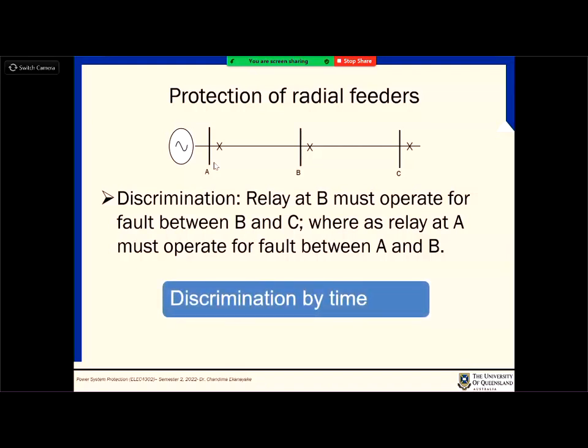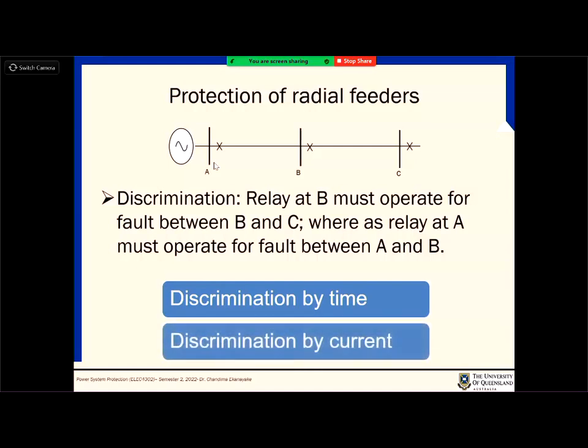Then we are going to look at how we set that discrimination by setting different times for relays. We will also look at how the discrimination can be set by the current, the magnitude of the fault currents. So the relay can operate at different times, which we call discrimination by time, or relays operate based on the current magnitudes, which we call discrimination by current.